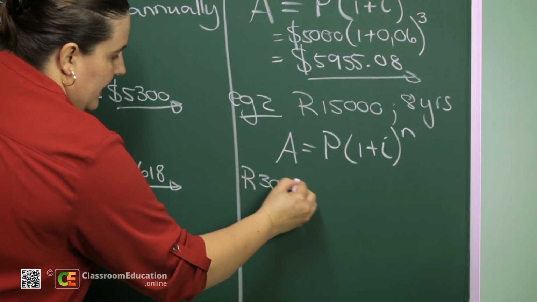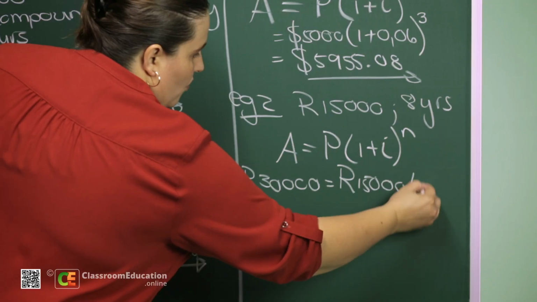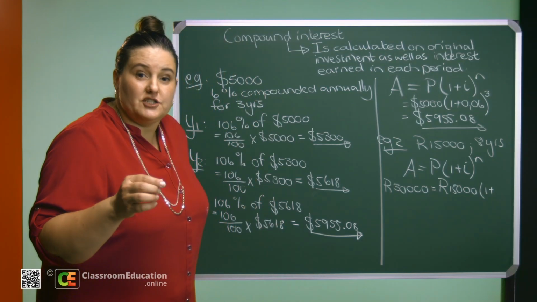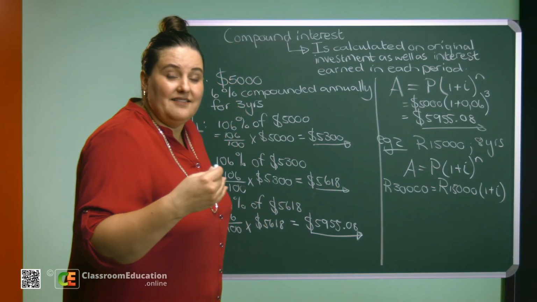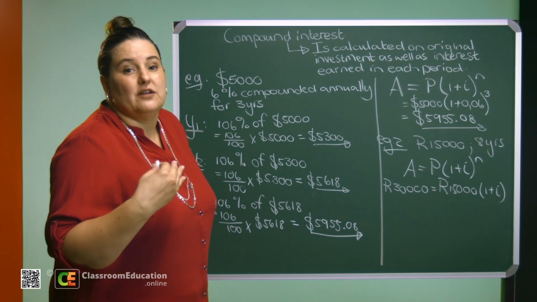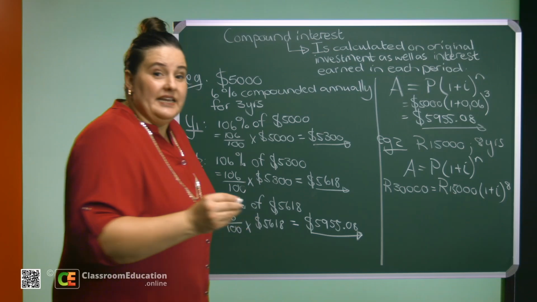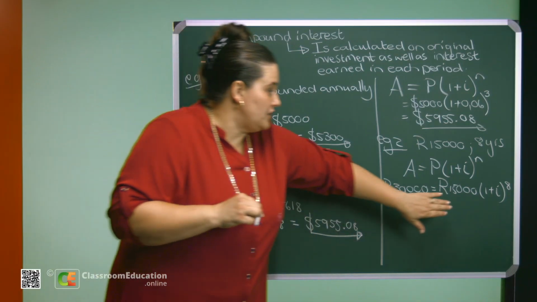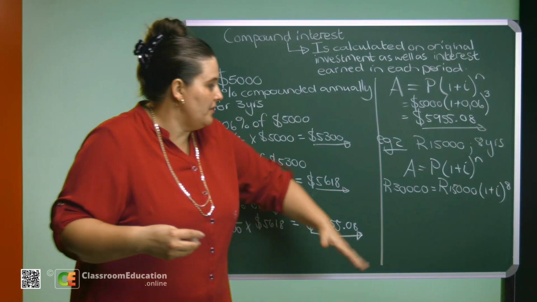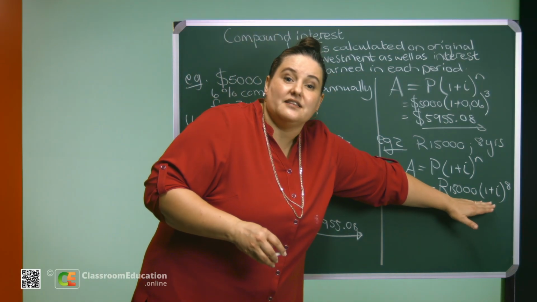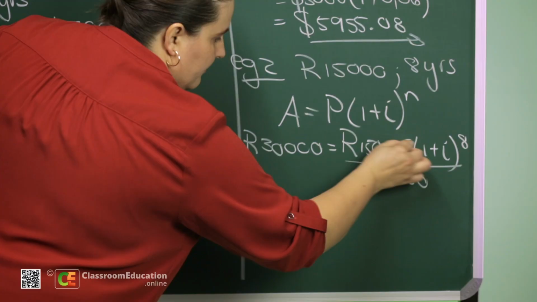So 30,000 Rand equals 15,000 Rand times (1 plus... The interest rate is actually what you would like to determine. So keep it the I. And the N, the amount of time periods, it's still compounded annually, so let's leave it as 8. Okay. Now you need to manipulate this so that you get the I alone. So where shall we start? Yes, my suggestion will be, let's divide this side with the 15,000 Rand. So if I divide this side with 15,000 Rand, that will cancel out.